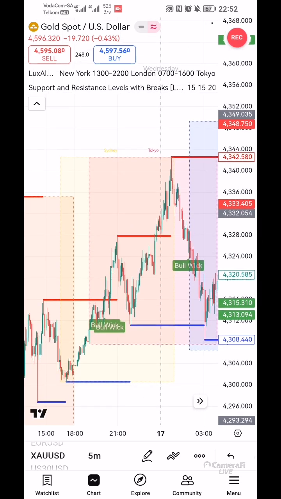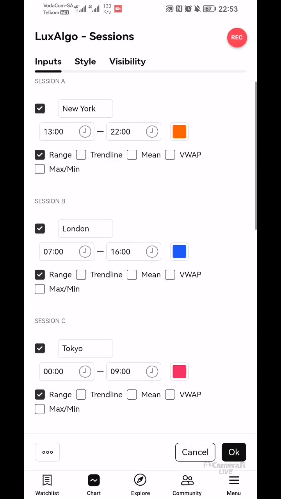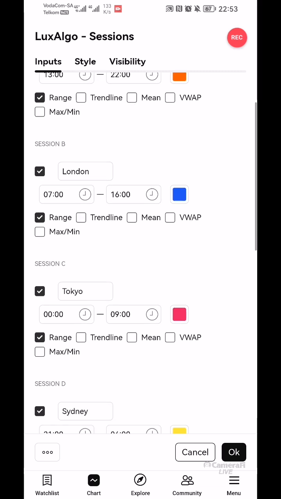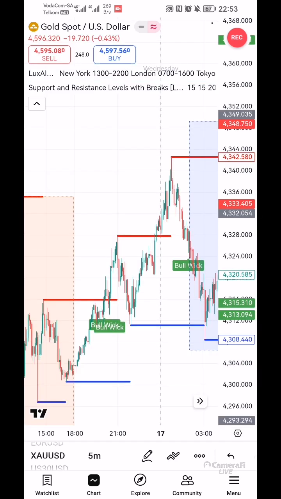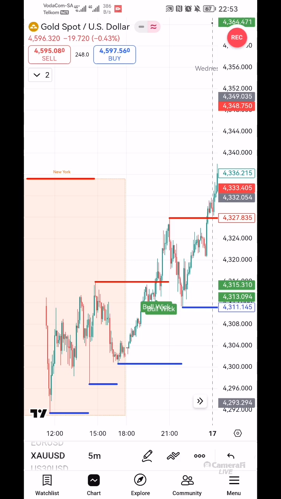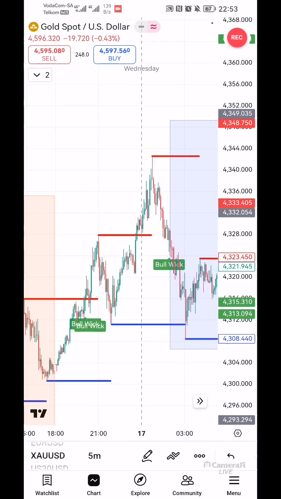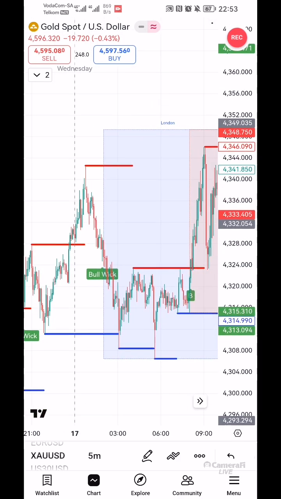Okay, what you're gonna need to do is go on your session settings. We're gonna unclick Tokyo session and also Sydney. We don't need them since we're trading the strategy on the London and the New York session. And as for the support resistance, you can edit it if you want to change the colors or anything, but I'm just gonna leave it the way it is.